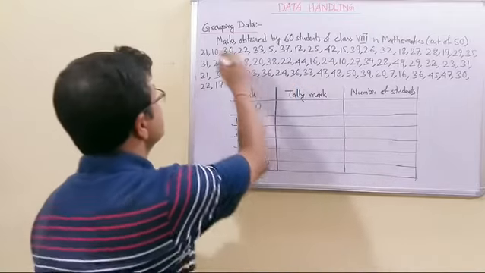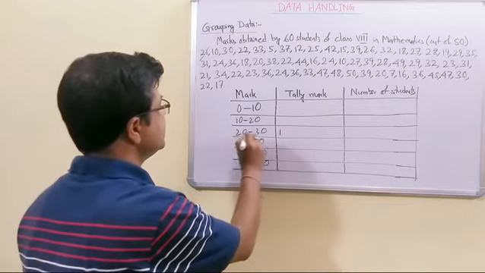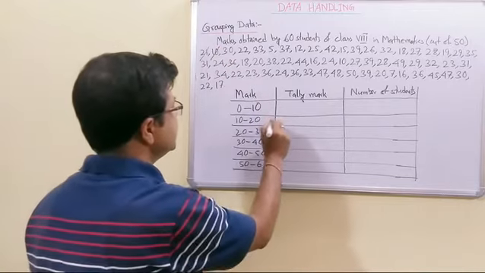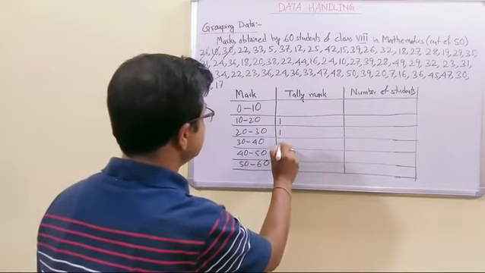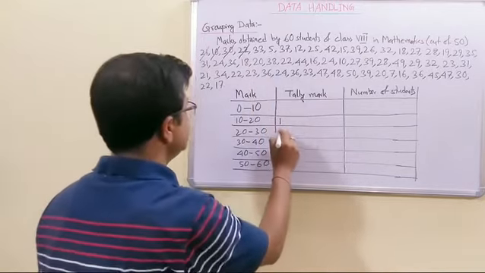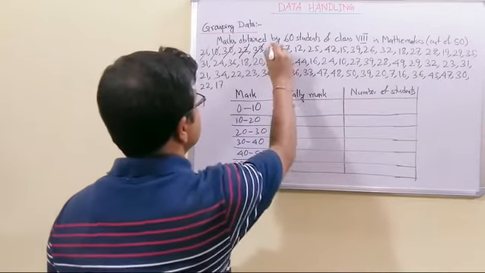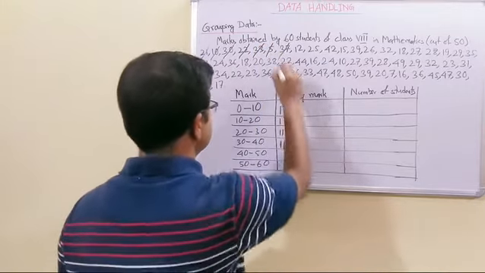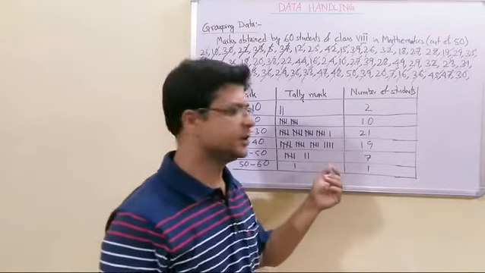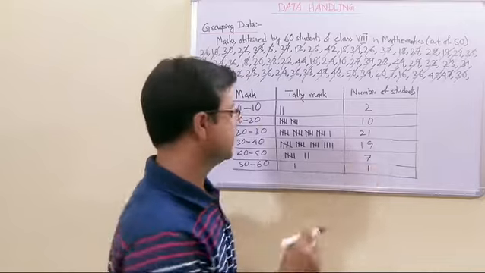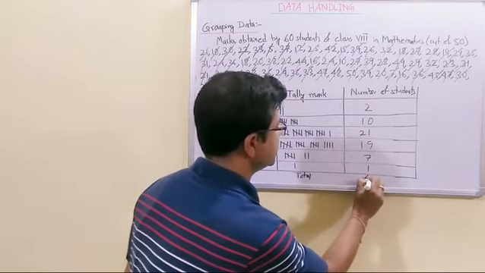Let us see. This is 21. 21 will be included here, in between 20 to 30. 10 will be included here. 30 will be included here. 22 here. 33 here. 5 here. 37. Like this we complete the table. Okay, as you can see, we have made the table. Here the total, you can count, is 60.